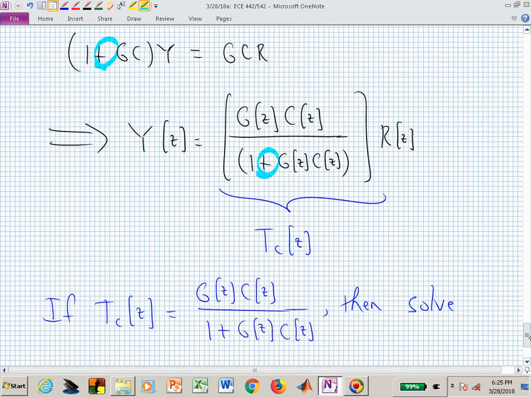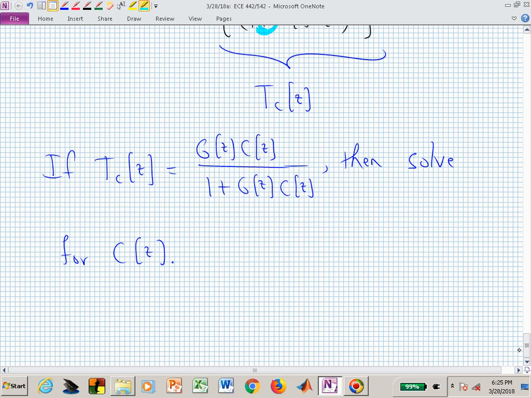Now what are we doing? Well, in this Ragazzini design approach, we start with our plant, G of Z, and we say, let's figure out what we want T sub C of Z to be. And we specify what it is. So now we have T sub C of Z, and we have G of Z. What we don't know is C of Z. So let's just solve it from this relationship. That's all we're doing, and that's how we find that controller design formula.